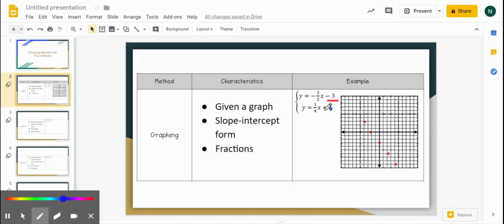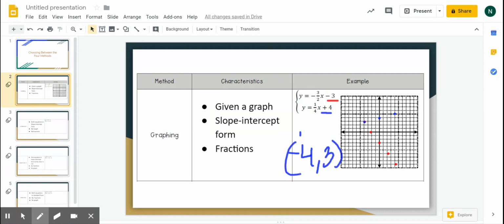Then we have our second graph. Plot your y-intercept at +4, so +4 on the y. I need to go up 1 over 4, and then I can also go down 1 over 4. Here's where they intersect. Looking at that point where they intersect, that point is at -4, +3. So we're going to write -4, 3 as our solution.